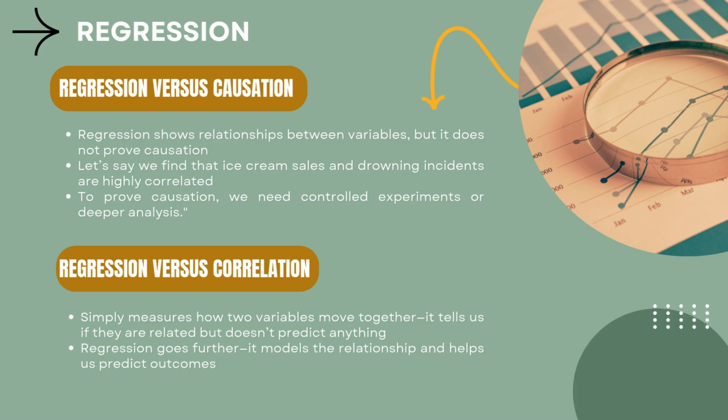Next, the regression versus correlation. How is regression different from correlation? Correlation simply measures how two variables move together. It tells us if they are related but does not predict anything. Regression goes further. It models the relationship and helps us to predict outcomes. For example, correlation might show that advertising and sales move together, but regression can estimate how much the sales will increase if we spend an extra 1,000 on advertising.